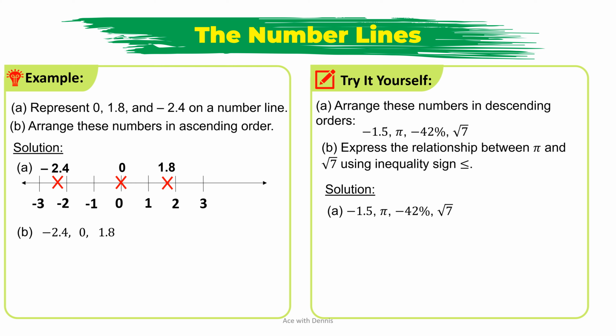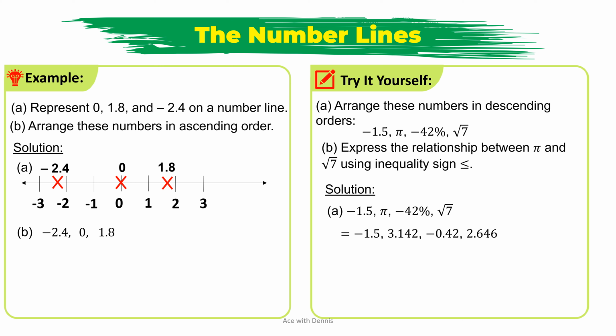Okay, here is the solution. For A, the given numbers are negative 1.5, pi, negative 42%, and 7. So, these numbers are given in different forms, which makes it very difficult for us to decide which numbers are big and which numbers are small. So, what we can do is change all these numbers into decimals.